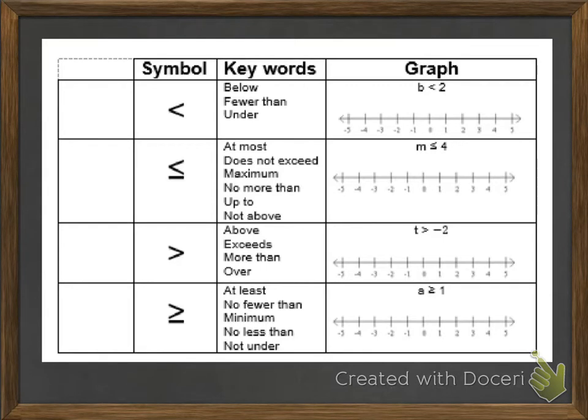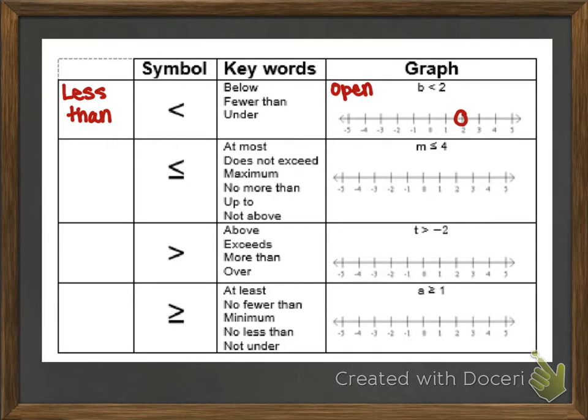So here we have our inequality symbols. Our first inequality symbol is less than. And when we are reading a word problem, our keywords for this inequality symbol are below, fewer, and under. B is less than 2. It is an open circle at the 2. So I go to the 2, make an open circle, and I am shading to the left.